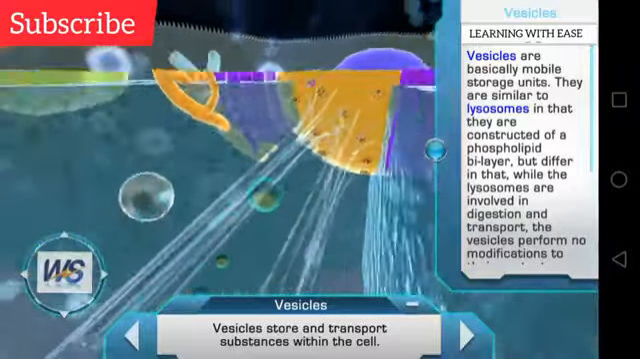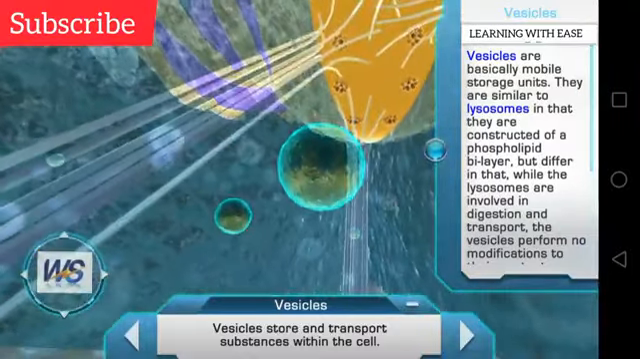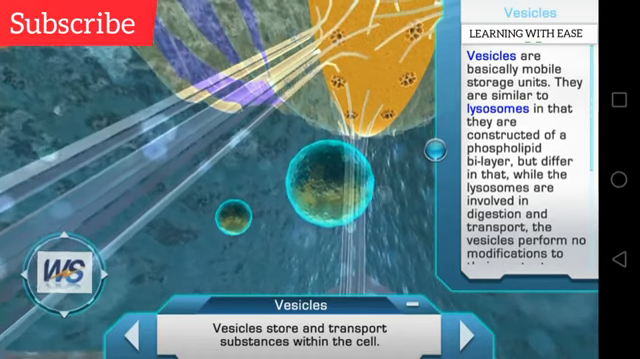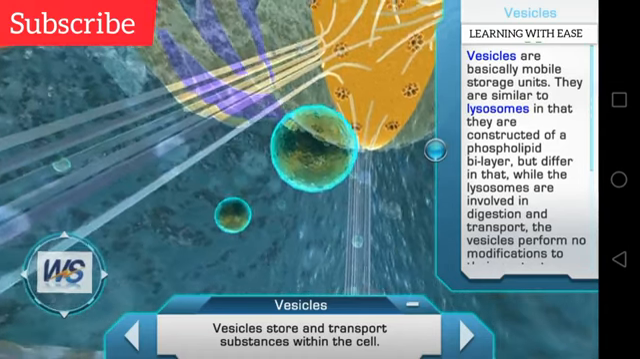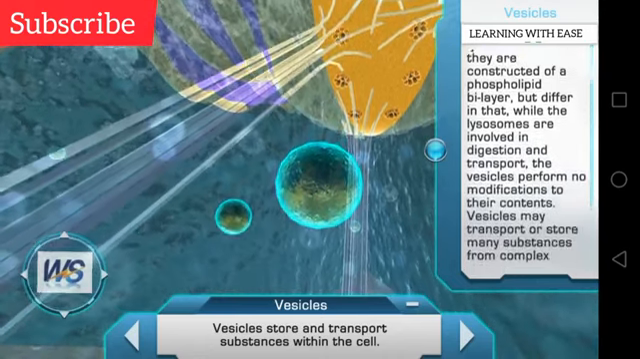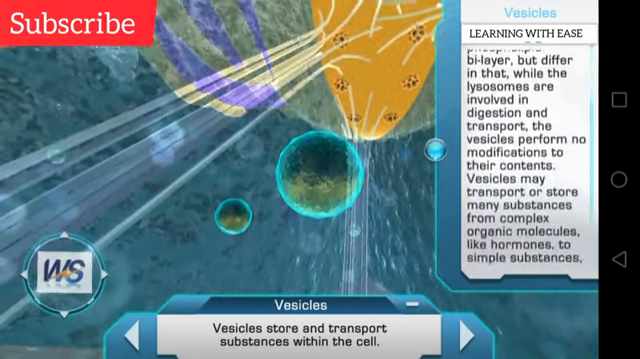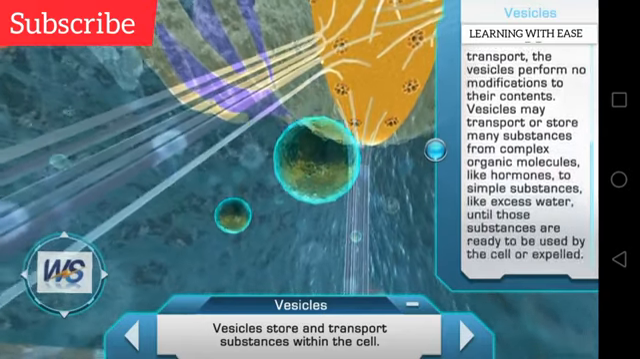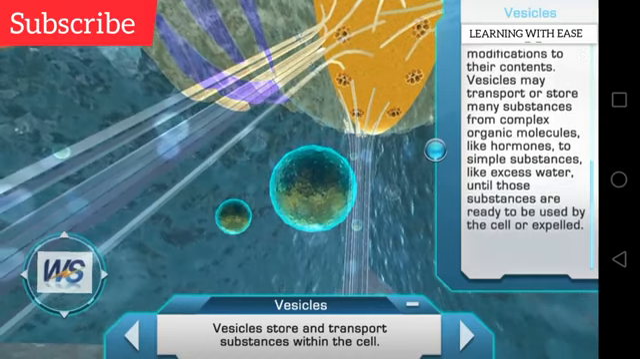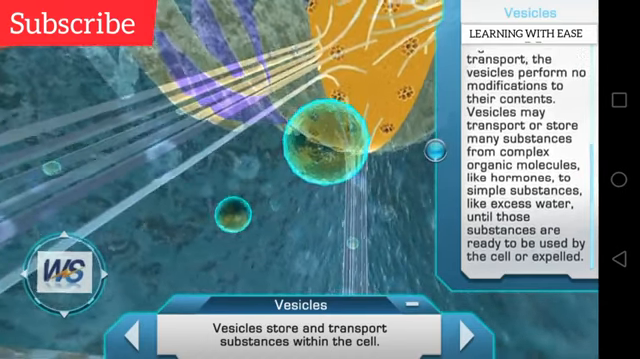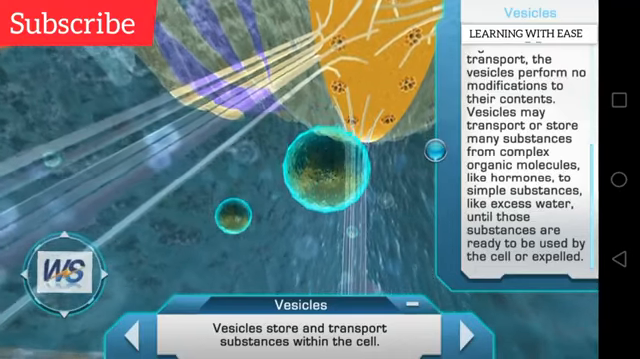Vesicles are basically mobile storage units. They are similar to lysosomes in that they are constructed of a phospholipid bilayer, but differ in that while the lysosomes are involved in digestion and transport, the vesicles perform no modifications to their contents. Vesicles may transport or store many substances, from complex organic molecules, like hormones, to simple substances, like excess water, until those substances are ready to be used by the cell or expelled.